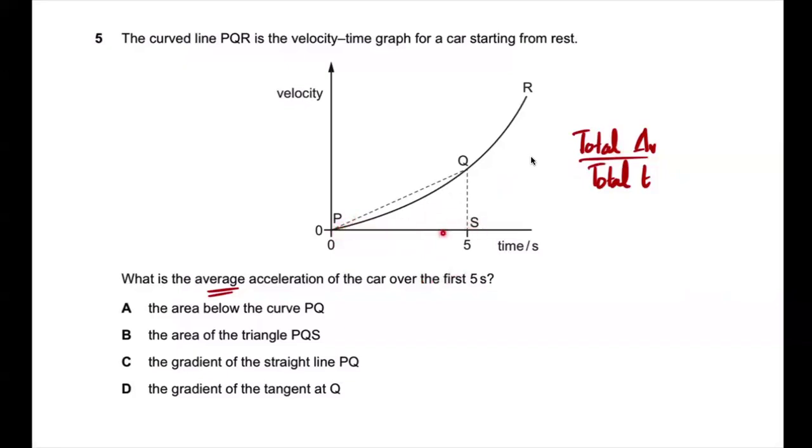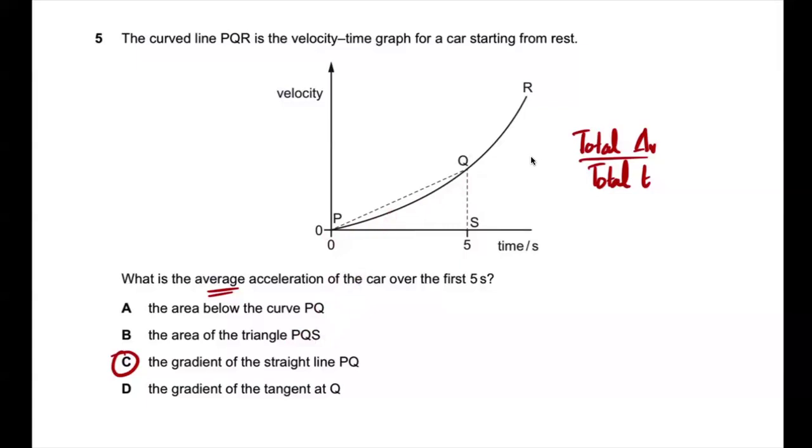But because it's totals, it means the total change in velocity. So in 5 seconds, it starts out from this velocity, goes here. So this vertical height is the change in velocity divided by the change in time. So it's really the gradient of this line PQ, right? The straight line PQ, the gradient of that is the average acceleration. Area below a velocity time graph is displacement, right?